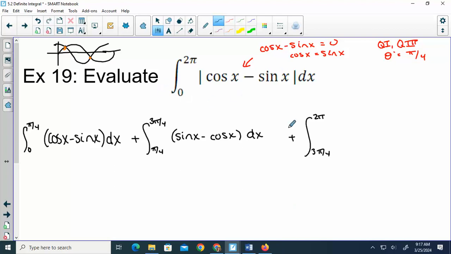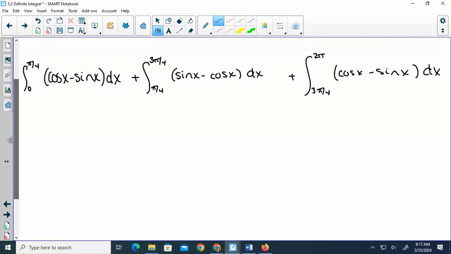Alright, after that, from 3 pi over 4 to 2 pi, which one's on top? Cosine. So cosine minus sine would be positive, so the absolute value doesn't change. Alright, so a lot of work in writing this step. We had to figure out where they met, and then we had to rewrite it without our absolute values. Do you guys have questions right there?